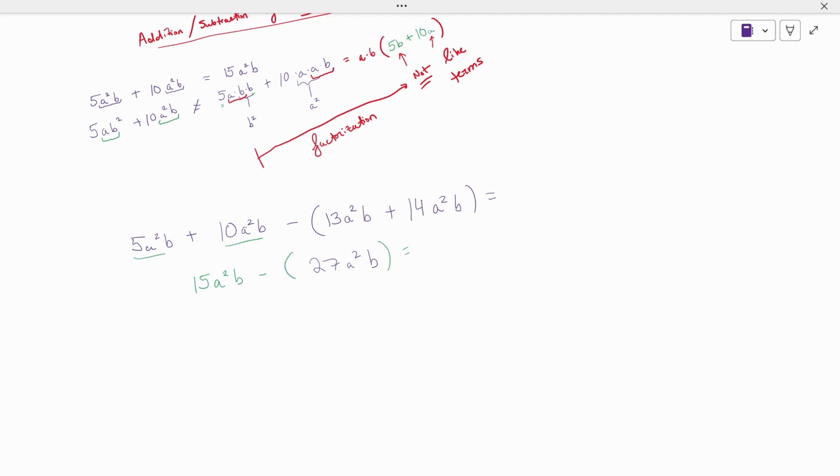So 15 minus 27, what does that give us? Well, let's take the difference of 15 and 27. 7 minus 5 gives you 2. 2 minus 1 gives you 1. So we get 12a squared b, and this, in fact, will be a negative 12a squared b because 27 is a bigger number than 15, so if I'm taking 27 away from 15, I will get a negative. So that'll be your answer.